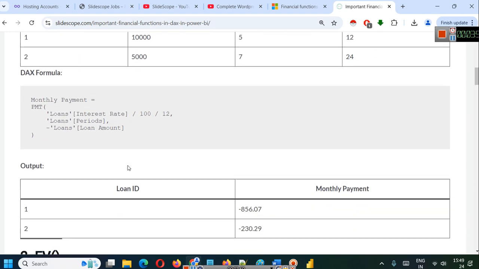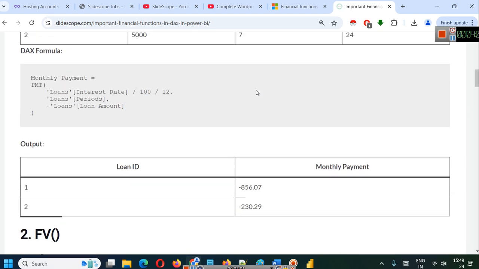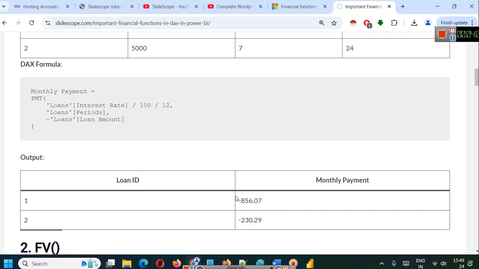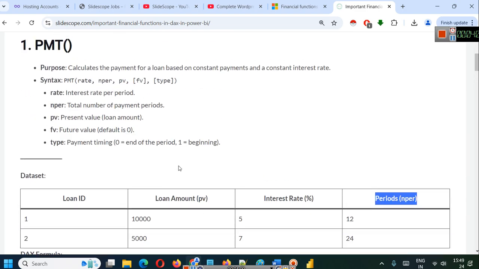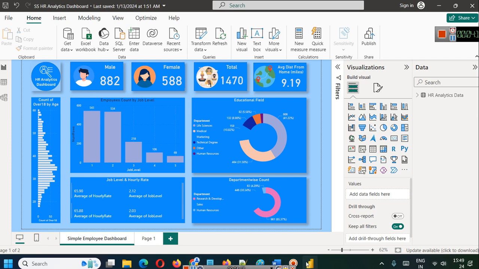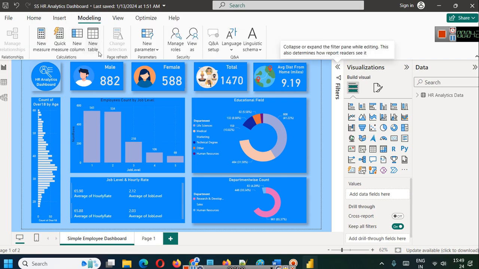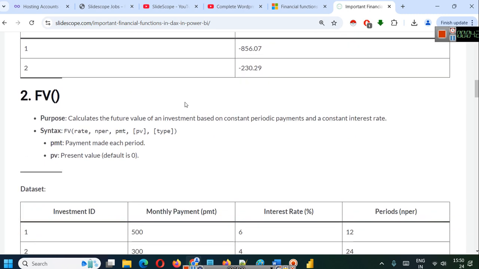And you will get an output like this. This will give you the payment for a loan based on constant payment for a constant interest rate. For every loan ID, you will get this type of output. So these financial functions will help you in calculating payment for a loan. And you have to create a calculated table. So in your modeling, if you are using a dataset, you can use a calculated table to apply this formula. Hence, your monthly payment will be a calculated table.